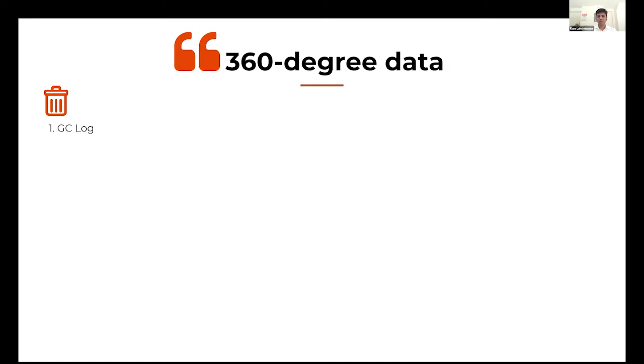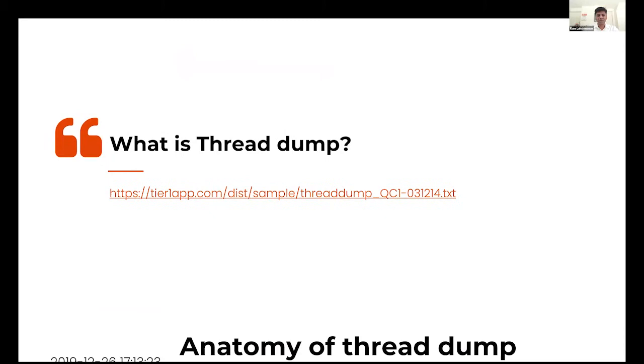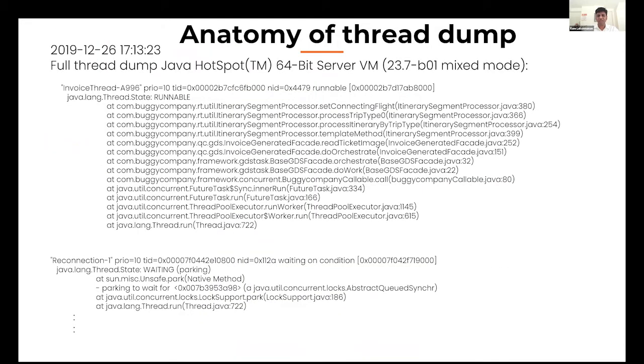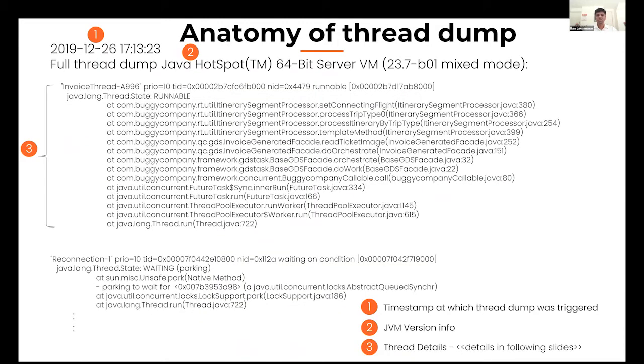So now, progressing along, the next artifact that you want to capture when there's a production problem is a thread dump. What is a thread dump? This is how a typical thread dump looks like. A thread dump is going to show all the threads that are running within your application.